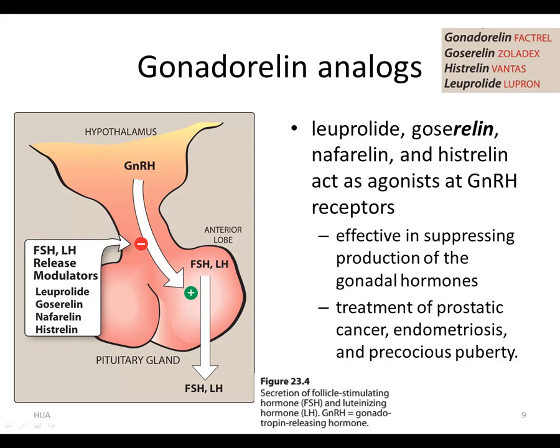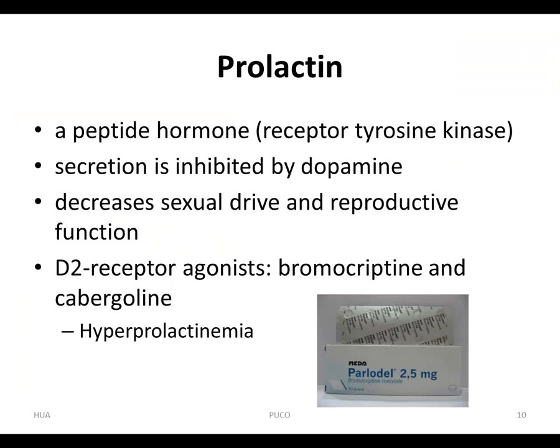A number of synthetic analogs such as leuprolide, goserelin, nafarelin, and histrelin act as agonists at the gonadotropin releasing hormone receptor. These are effective in suppressing production of gonadotropin when administered continuously and thus are effective in the treatment of prostatic cancer, endometriosis, and precocious puberty.